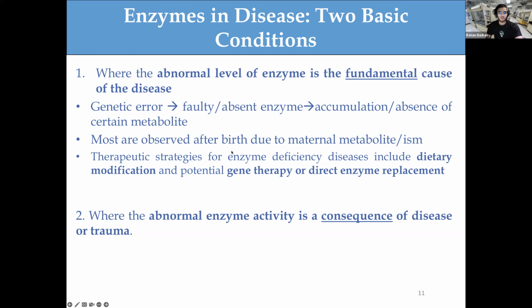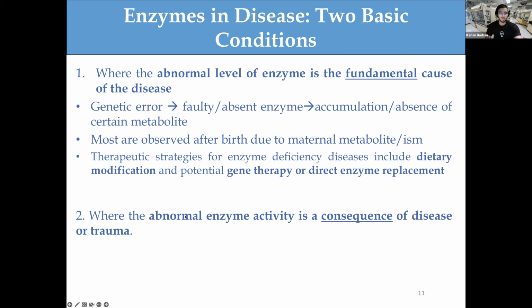Now, therapeutic strategies for enzyme deficiency diseases include dietary modification, potential gene therapy, or direct enzyme replacement. Basically, sometimes you could have a deficiency in the enzyme just by not eating properly, so you fix it with diet. Or, a more recent class of treatment, gene therapy, which helps modify the gene to improve the natural transcription and translation. Or direct enzyme replacement, where you just give the enzyme directly, such as for people who are lactose intolerant, where there's now something called Lactaid, which helps with that.